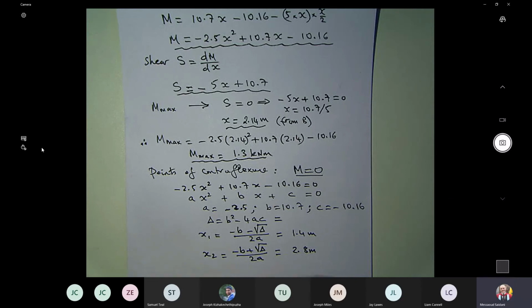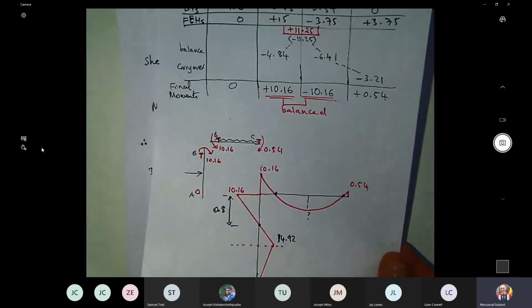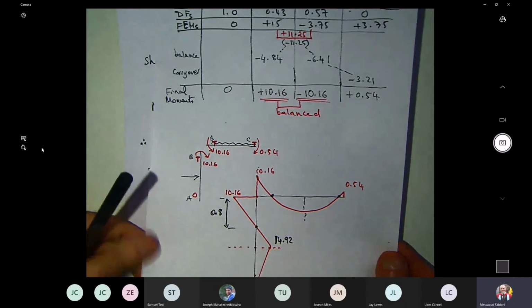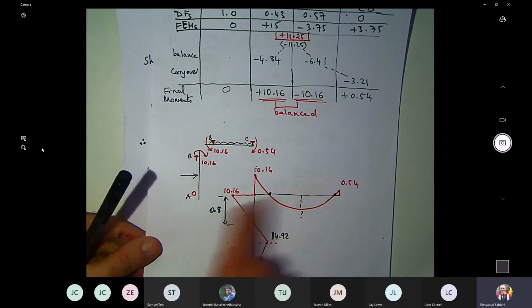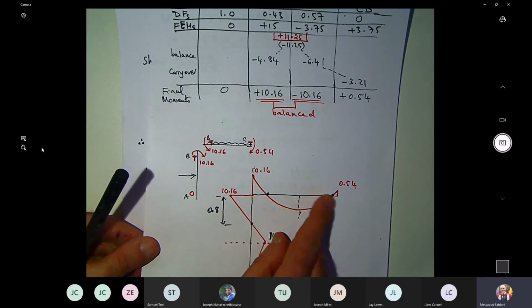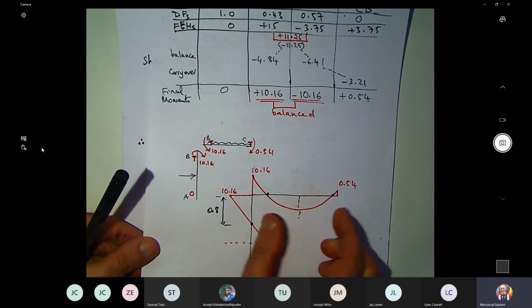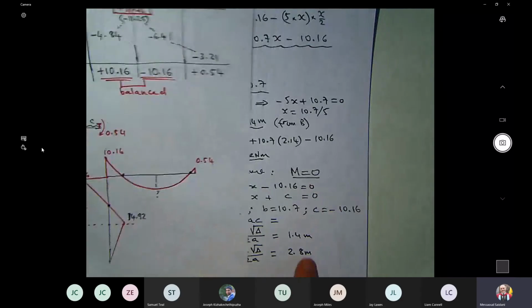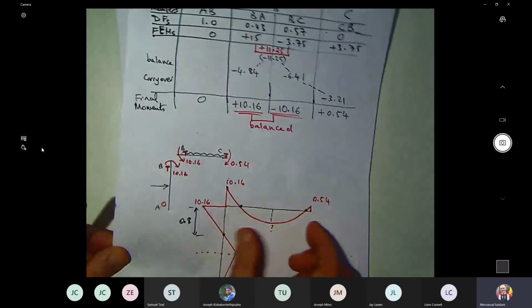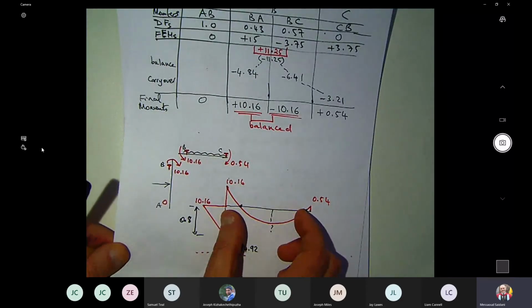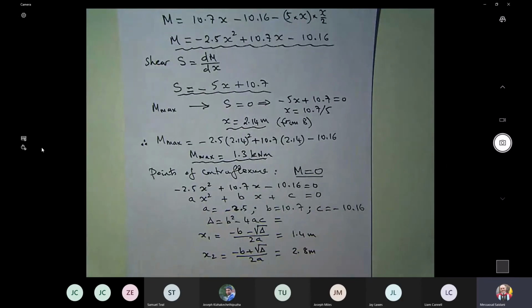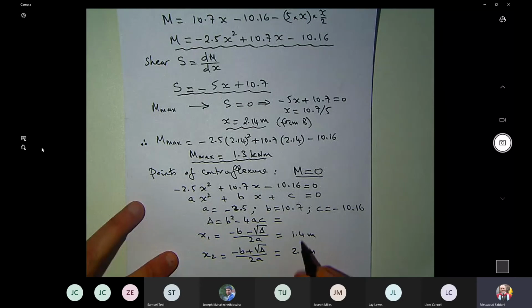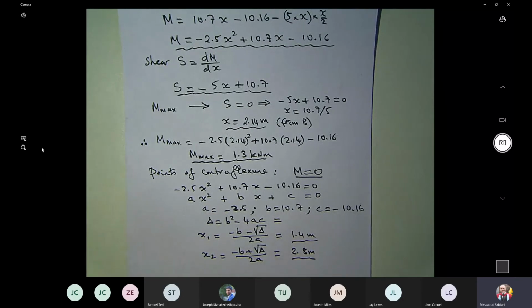Okay, and I can look at the diagram here, and I can see that the answers do make sense, because the value of the bending moment at C is so small that this point of contraflexion is so close to C. The span is 3 meters, and you've got 2.8. Can you see that? So it perfectly makes sense. And that's it. We have finished this example.